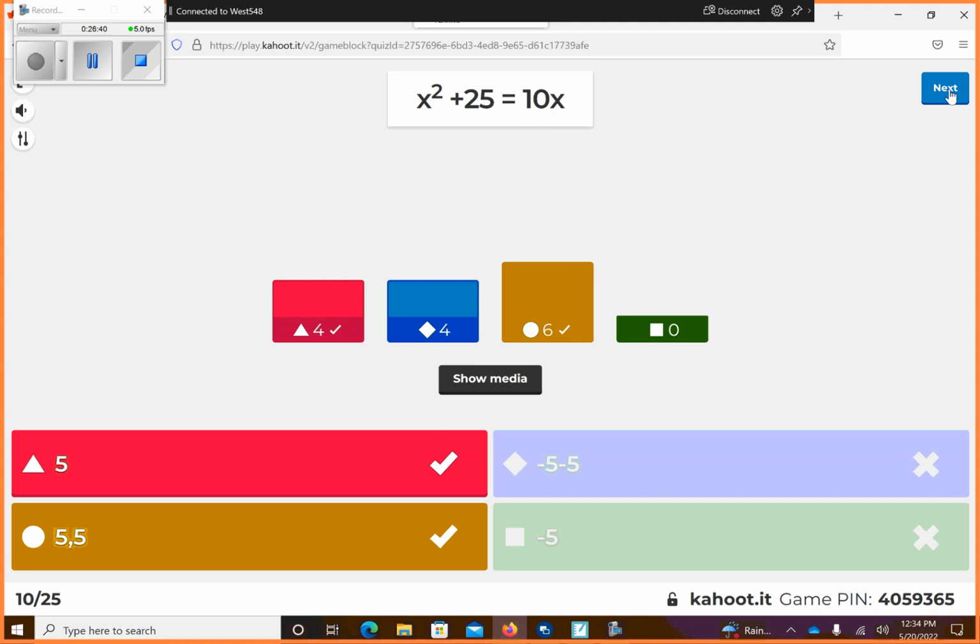x minus 5, x minus 5. x minus 5 equals 0. Add 5 to both sides.